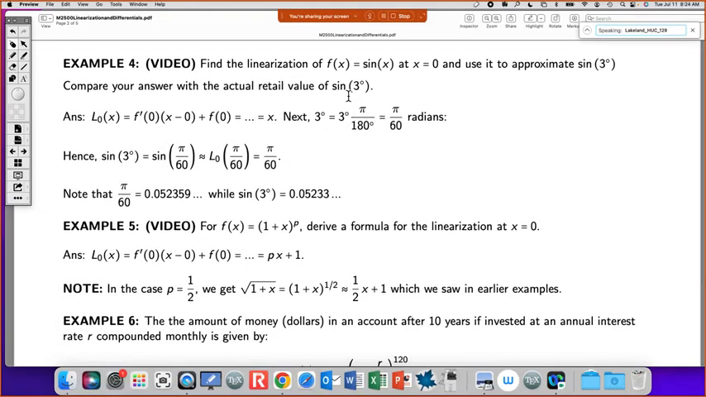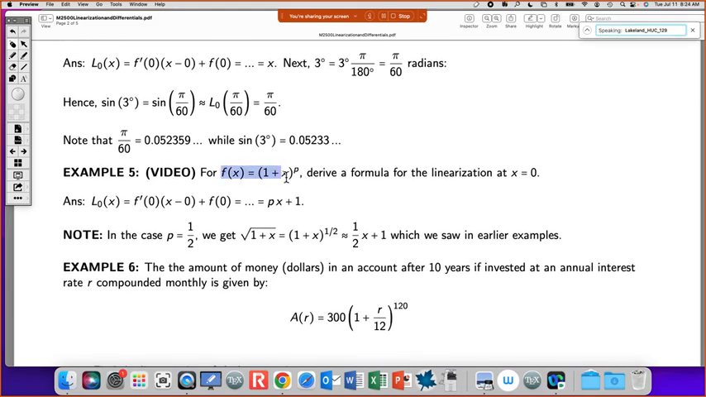Example 4 and example 5 are videos. This is just looking at the sine at 0, and this is looking at a more general function, 1 plus x to the p. We talk a lot about this function in Calc 2. We spend at least a day on it and expanding it.